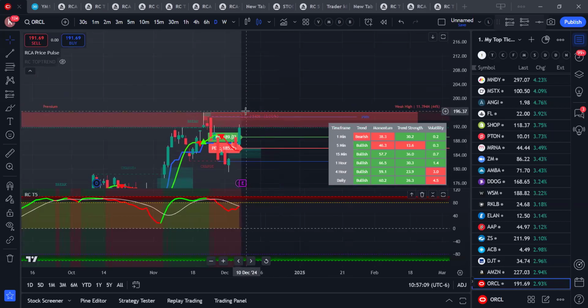right? There is a 99% possibility for Oracle to drop because it already moved so much. It is at an overbought condition, and there is also a huge sell order block. So a lot of things are telling me that it will go down. But there are two things I can do. I can buy a put. To buy a 200 put or something, I have to pay huge premiums before earnings.